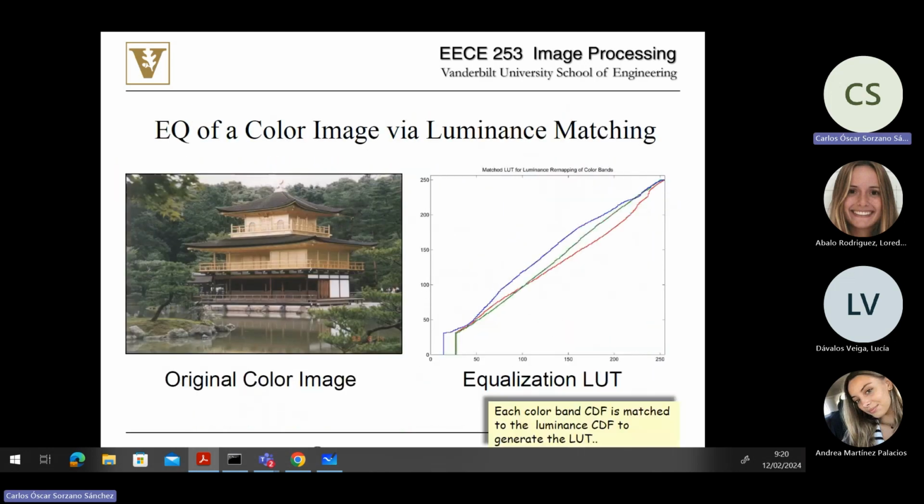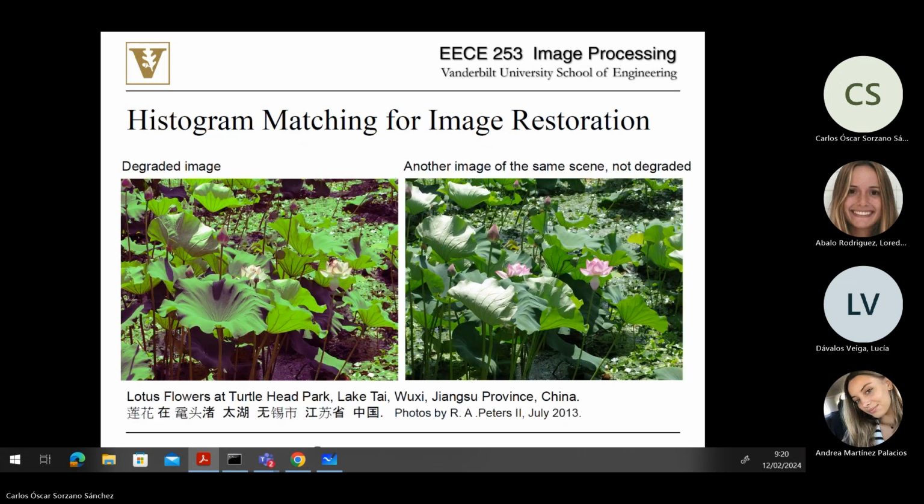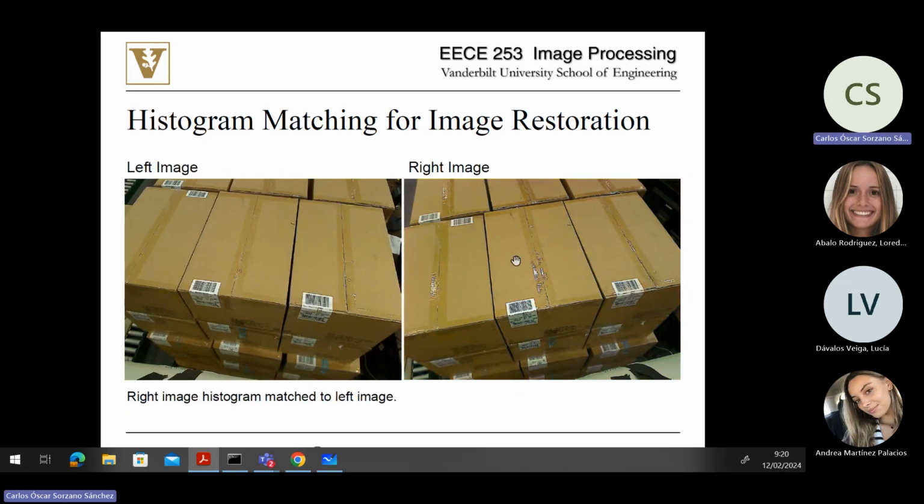Probably the histogram of this is not exactly the same as the histogram of this, but they are sufficiently similar so as to make the two images similar enough. Same here. The histogram of this will not be exactly the same as the histogram of this. They're similar enough.